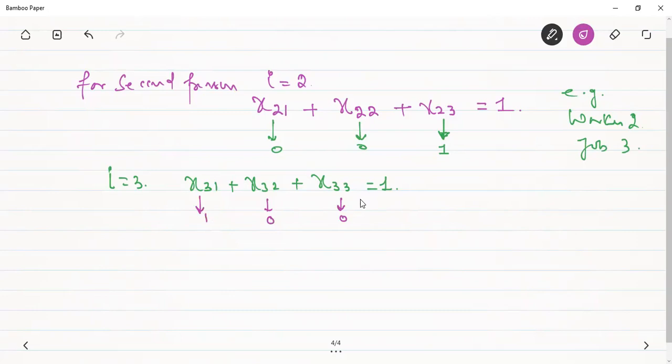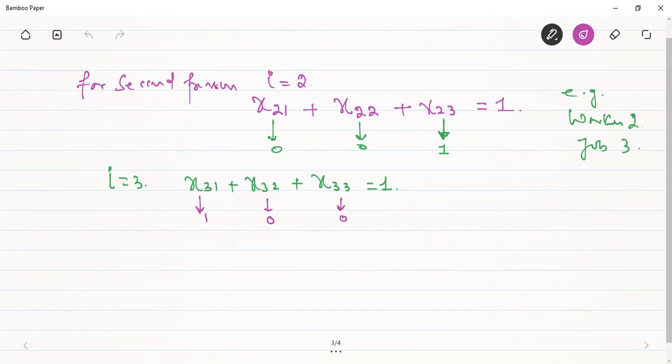The first constraint can be further divided into 3 constraints, or in general we can say that it can be divided into n constraints, depending upon these jobs and the workers.